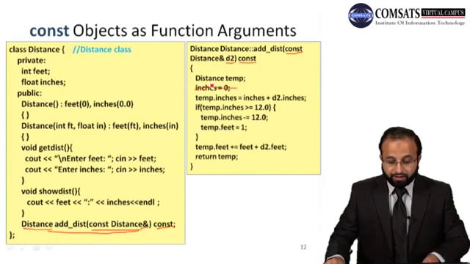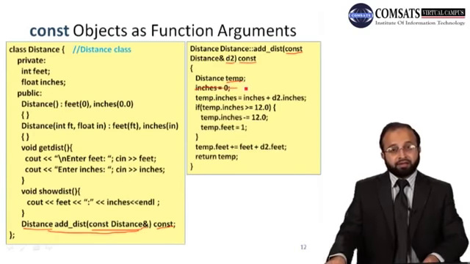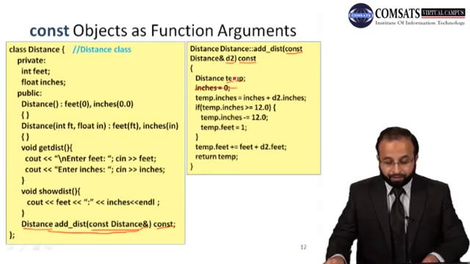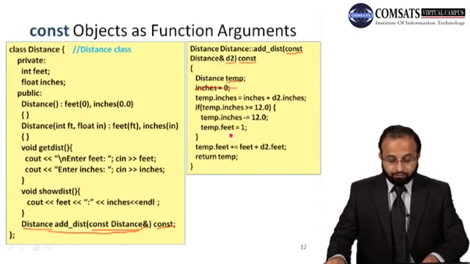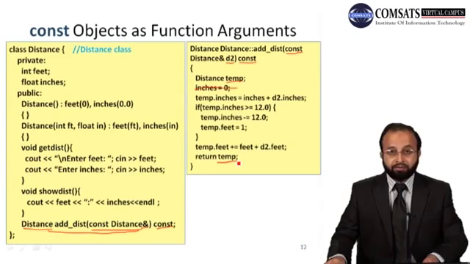So in this function we create an object of type distance, and the name of the object is temp. We assign some inches value in temp and the feet value in temp. We have already seen the logic in detail in the previous example, in the previous lecture. And then at the end we return the temp object. So temp is returned, and the type of the object is distance.